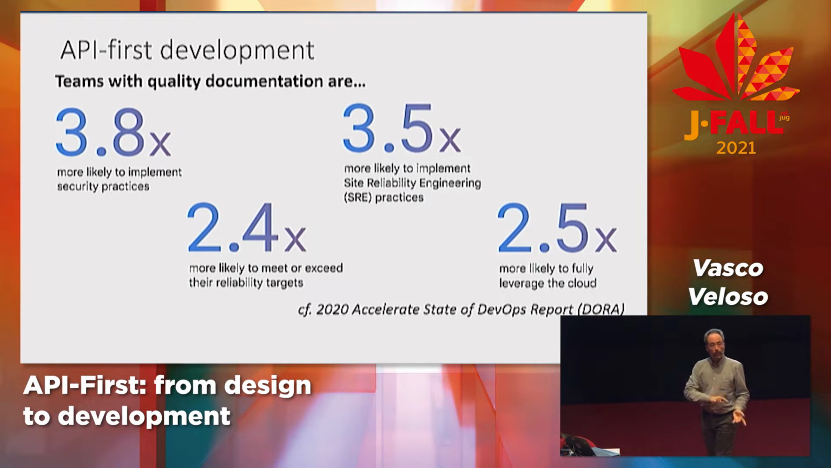Same research team, this time last year's report. Last year they focused on different things. And remember how I said a couple of slides back that the specification can also be used to talk to other stakeholders, and it is also a form of documentation? Well, it turns out that this same research group came to the conclusion that teams with quality documentation are much more likely to have good practices, security practices, for example.